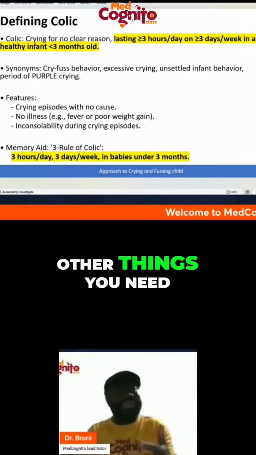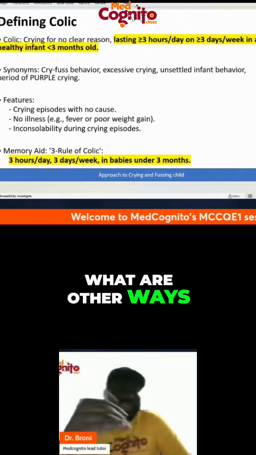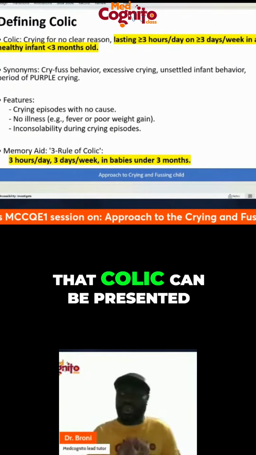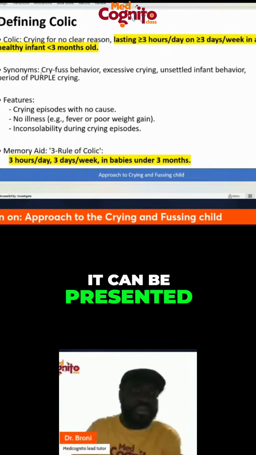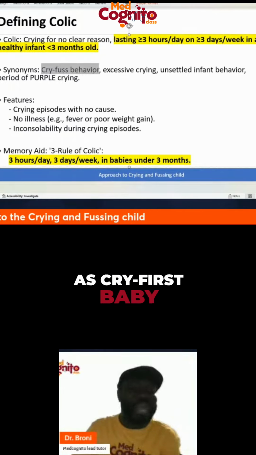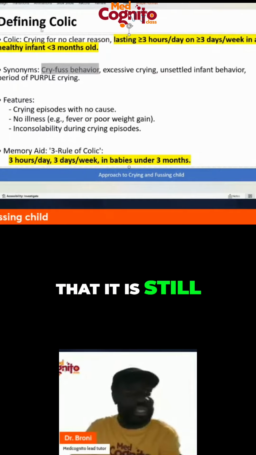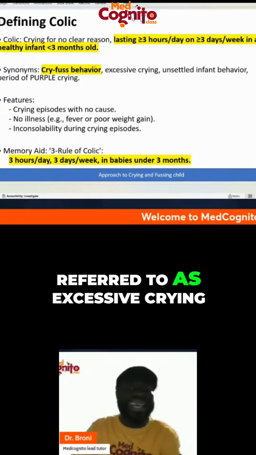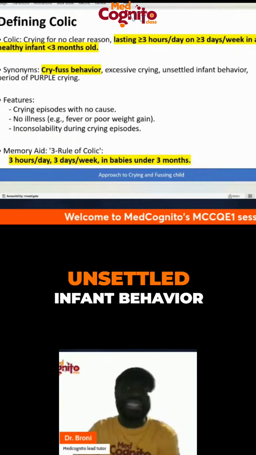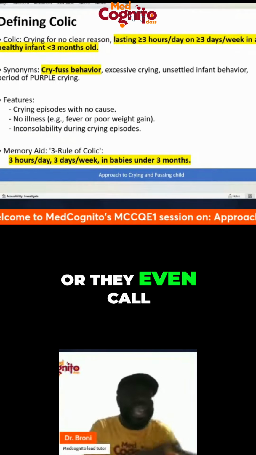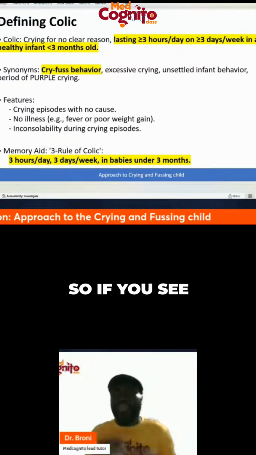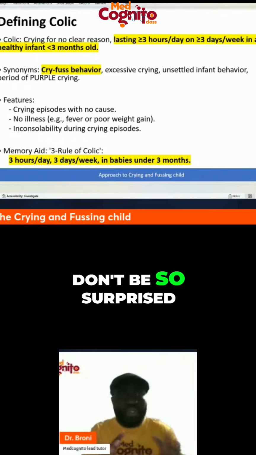But there are some other things you need to know. What are other ways colic can be presented? What are other names that colic can be presented as? It can be presented as cry-fuss baby. So if you see that, it is still referring to colic anyway. It can also be referred to as excessive crying, unsettled infant behavior, or they even call it a period of purple crying. A period of purple crying. So if you see any of these, don't be so surprised.